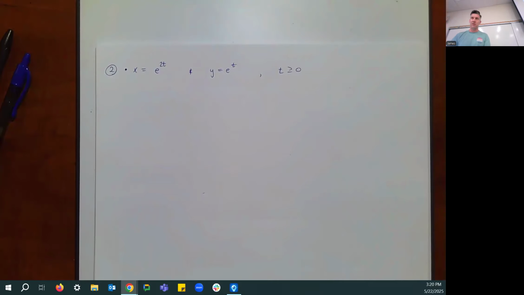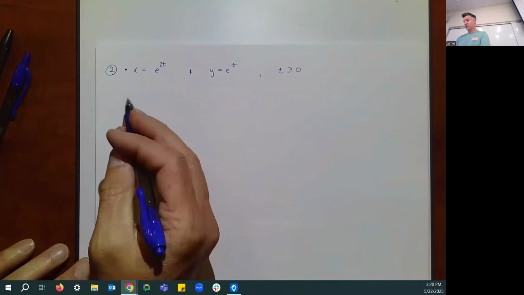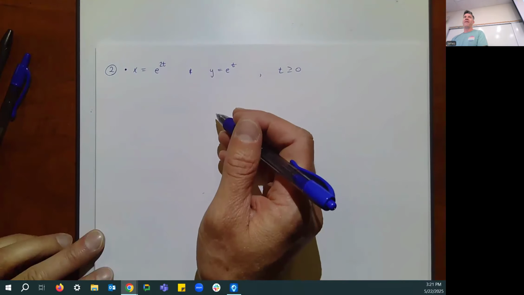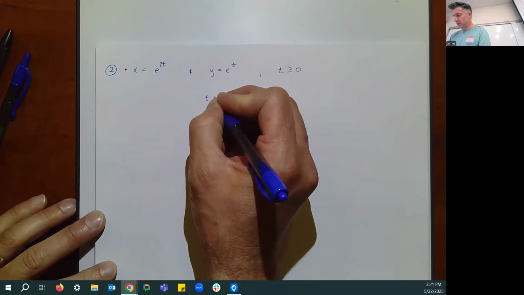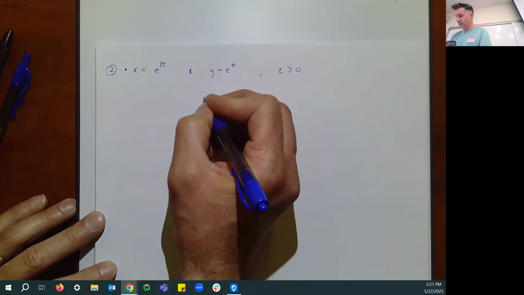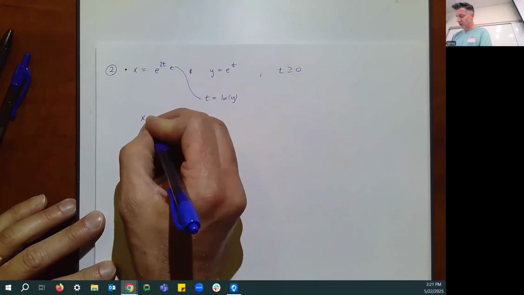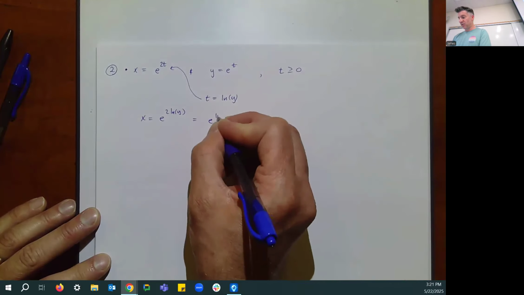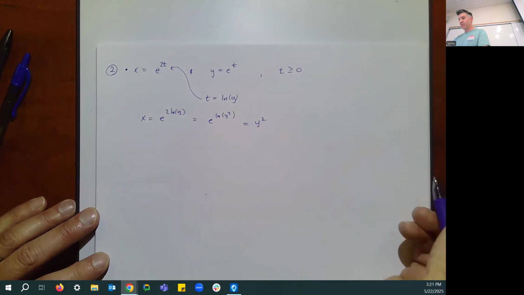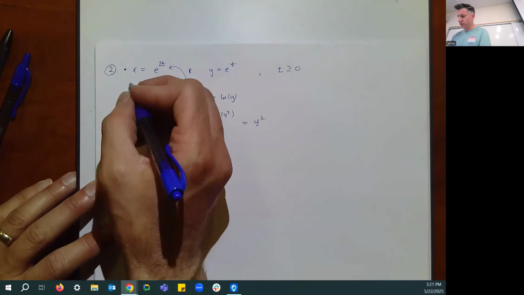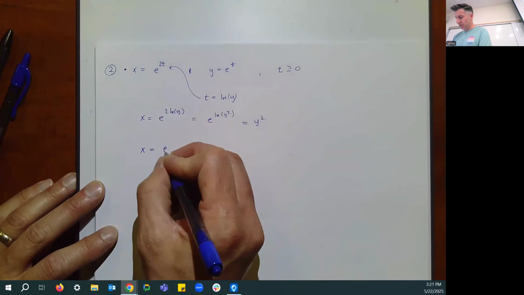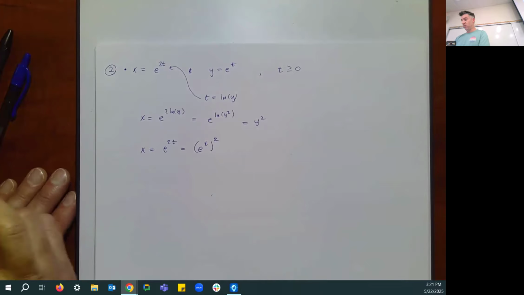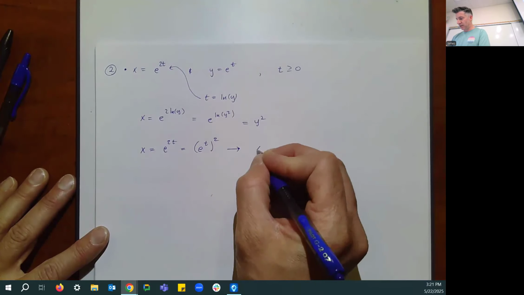I don't really want to, but I could solve for t in one of these. If I had to pick one, I'd probably pick the second one because it's slightly less complicated, although you really don't have to do that. I could say t equals the natural log of y, and then plug that back in and get x equal to e to the 2 natural log of y, which is e to the natural log of y, squared, which is then y squared. But it might have been a whole lot easier to just observe that x being equal to e to the 2t is e to the t squared, and y is equal to e to the t, so that gives me x equals y squared.